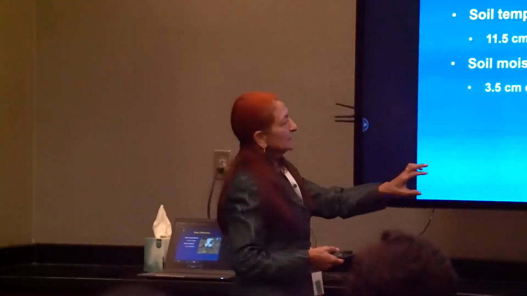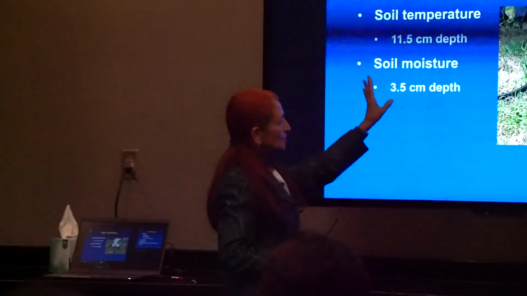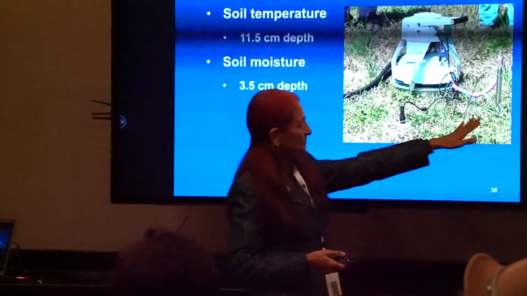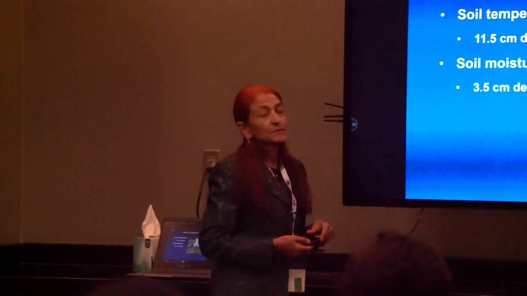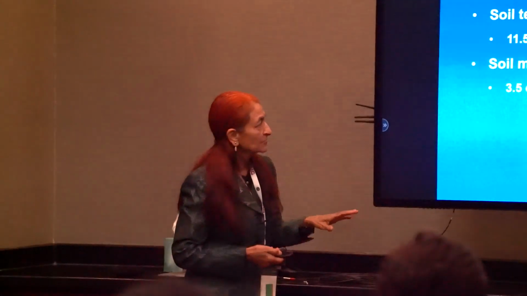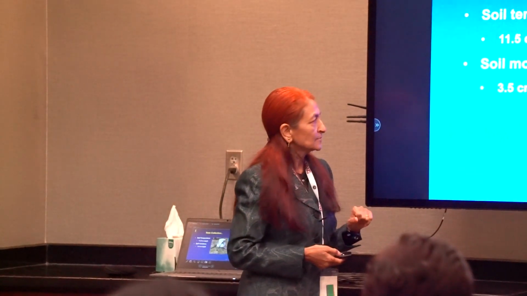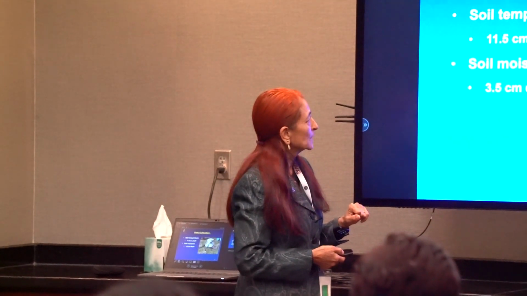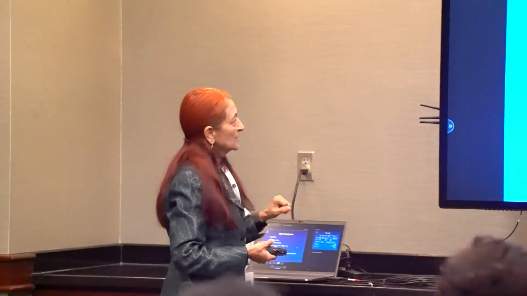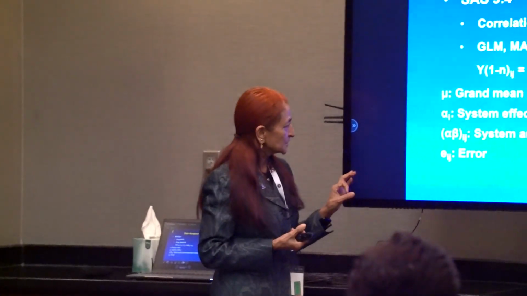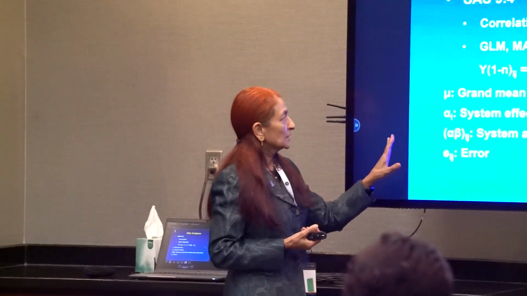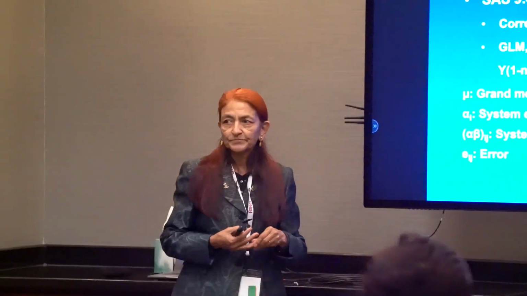We also collected the moisture and the soil temperature. This is the soil temperature sensor and the moisture sensor, collected at the same time. Soil temperature was measured at 11.5 centimeter depth from the surface, and moisture at 3.5 centimeter depth. So let's look at the data analyzed for correlation among all those major variables. We also did a generalized linear model for the overall data collected.